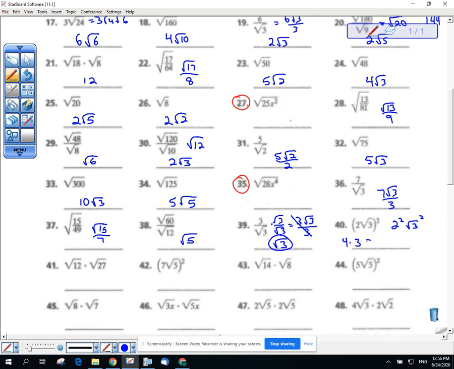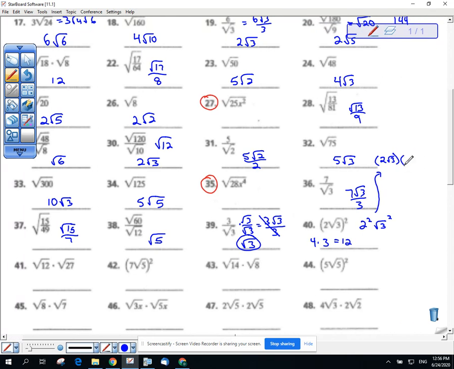This is going to be 12. Now, just the same, you could multiply 2 root 3 by 2 root 3. In which case, I would put the 2's together, right? This is just 4 things being multiplied. So it's like saying 2 times 2 times root 3 times root 3. Here you'd get 4. Here you'd get 3. And when you multiply them, you'll still get 12.